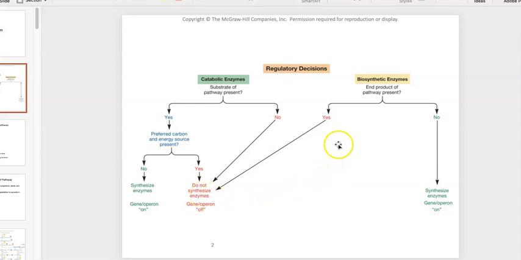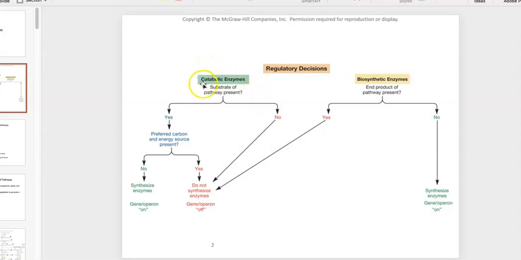Obviously, sometimes these things, like vitamins and amino acids and so forth, can be toxic. And so it behooves the microbe not to make too much of an end product. But obviously, the biggest issue is energy production. You don't want to be wasting energy making something that you have more than enough of.